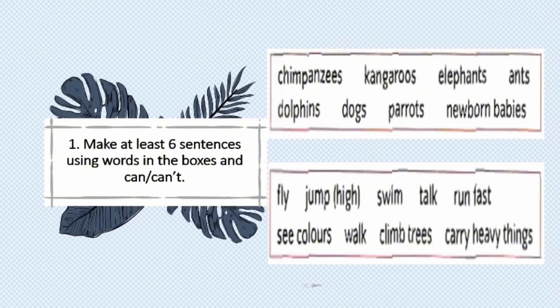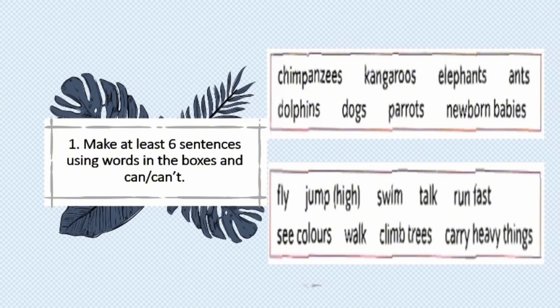Alright, everyone, look at the screen. What can you see here? Animals and action verbs. Exactly. We have animals and some action words. Today, you'll make sentences using can or can't to describe their abilities.